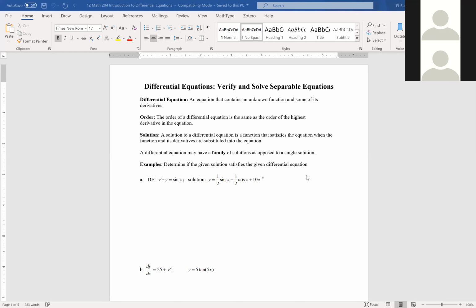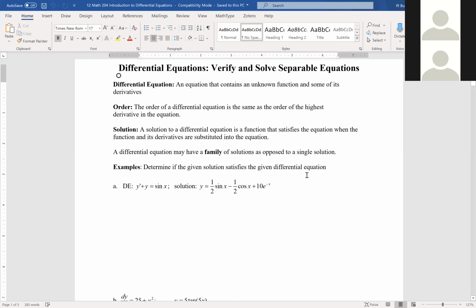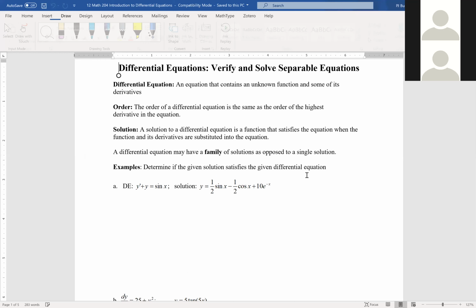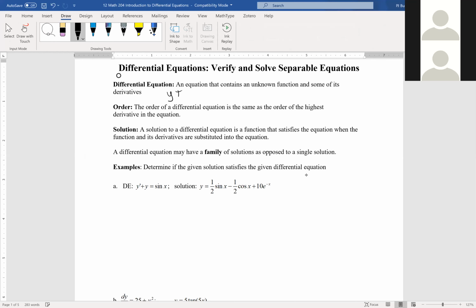So what is a differential equation? So there's a definition here. It says an equation that contains an unknown function and some of its derivatives. So an unknown function, we typically use y, and it says some of its derivatives. So we could have y prime, y double prime. If you prefer, you could write triple prime.